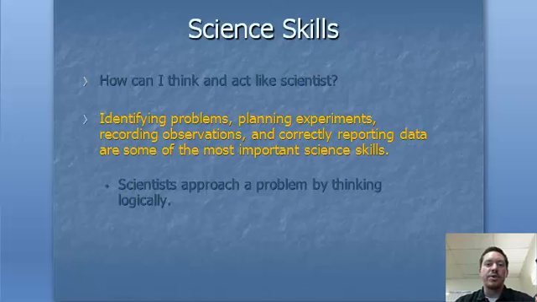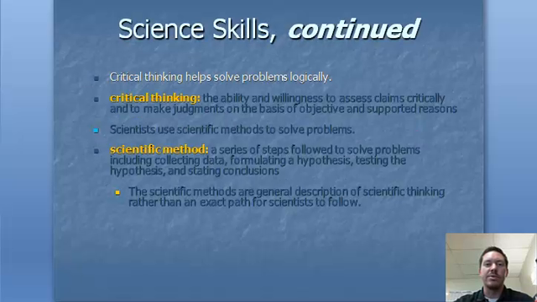And scientists approach problems by thinking logically. So we're going to logically think our way through these problems when we come across them or experience them. So thinking critically also is a useful tool to lead towards thinking logically. Critical thinking is defined as the ability and willingness to assess claims critically and to make judgments on the basis of objective and supported reasons. How about you just think logically about how stuff works, right? And how our answers come about.